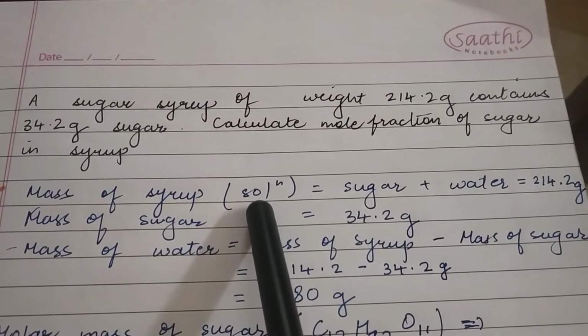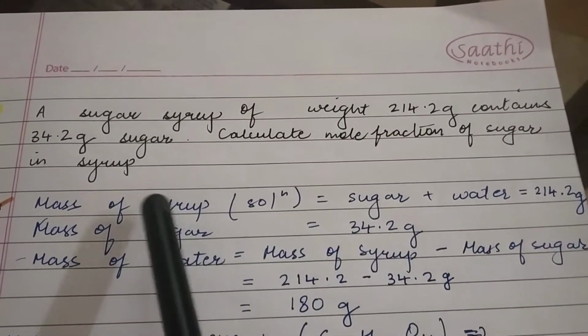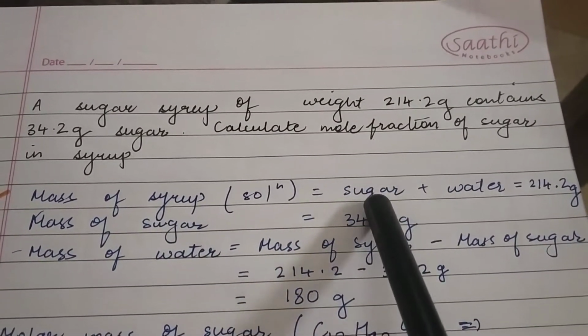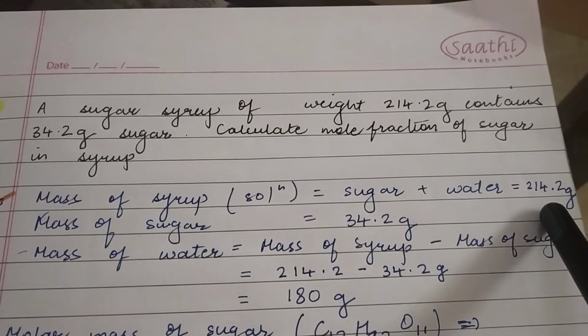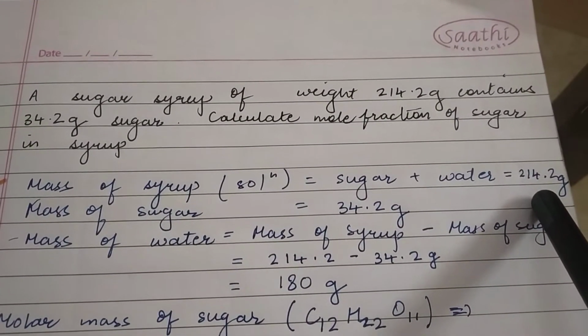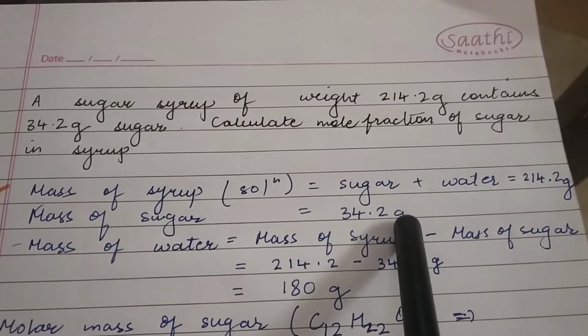Syrup is the solution. The sugar syrup will contain both sugar and water. So basically the mass of the syrup is the mass of sugar plus the mass of water, which is given in the question as 214.2 grams. The mass of the sugar is given as 34.2 grams.